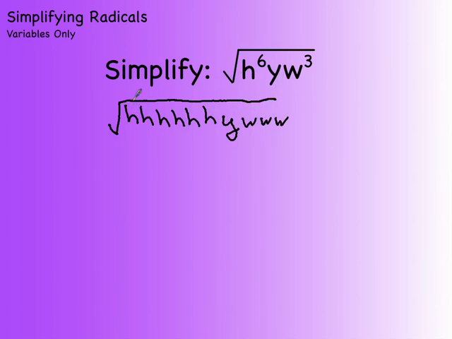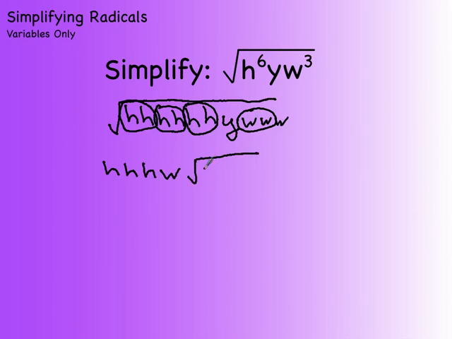Couples go out, singles stay home. So here we go. I got a couple of h's there. I got a couple of h's there. I got a couple of h's there. I got a couple of w's, and that's it. So we're able to pull out 1h, 2h, 3h, and a w. And staying home tonight, we have a y and we have a w.